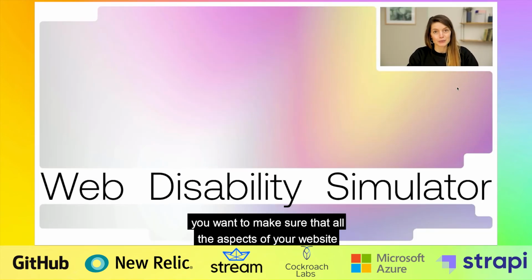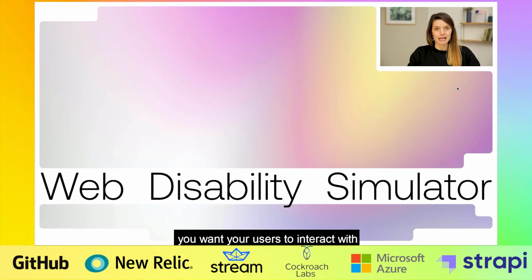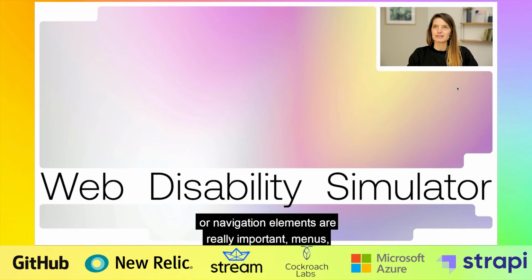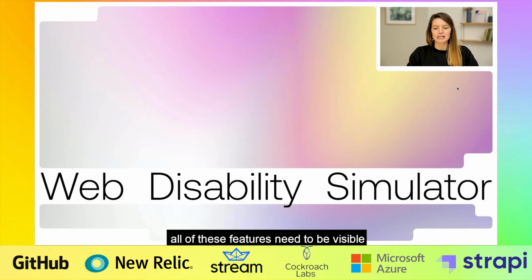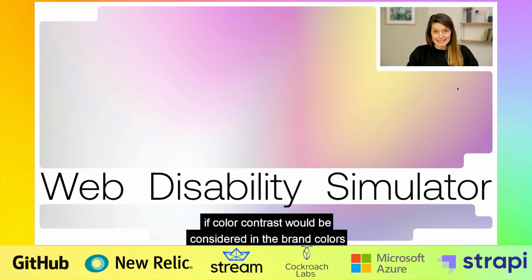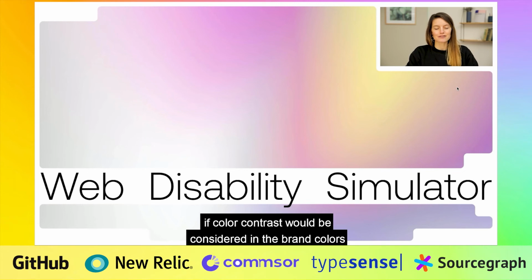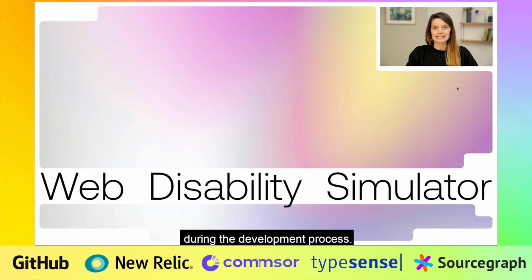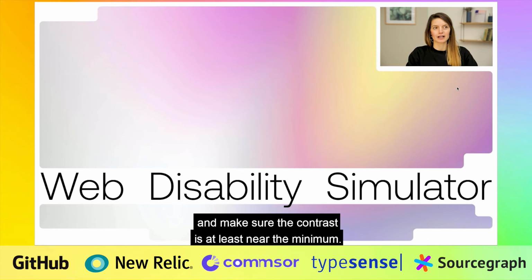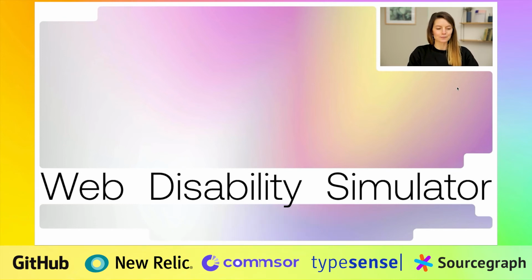Another thing to keep in mind, you want to make sure that all the aspects of the website you want your users to interact with have high enough color contrast. So things that are often overlooked are like the footnote region, or navigational elements, menus. All of these features need to be visible in order to be usable. And it would be ideal, of course, if color contrast would be considered in the brand colors during the development process. That's not always possible, but it's a good thing to come back to and make sure the contrast is at least near the minimum.